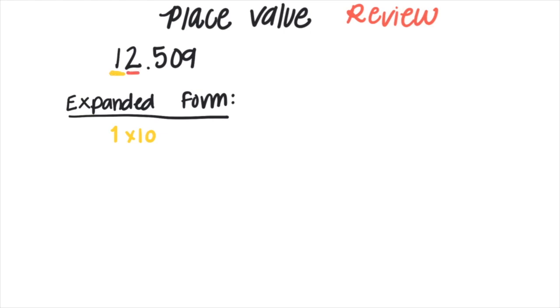Then we go to our 2. What place value is our 2 in? Our 2 is in the 1's place. So I'm going to do plus 2 times 1, right? Because 2 times 1 gives me 2, and I know it has to be 2 because it's in my 1's place value. Then I add another plus sign, and I go to this place value. If we see right here, there's a decimal. So behind the decimal, we start to look at our place value, and this place value is the tenths.